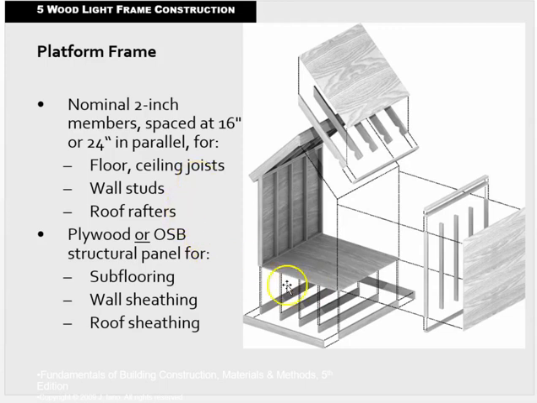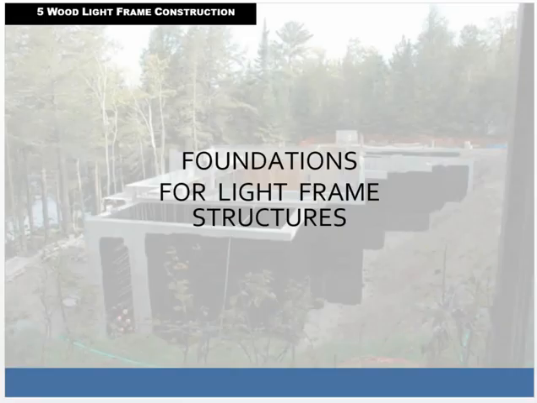And the pieces, we have our floor joists, wall studs, roof rafters, and then we have our subflooring and our wall sheathing and our roof sheathing. So those are the 6 primary pieces to the puzzle. Okay, moving on to foundation.